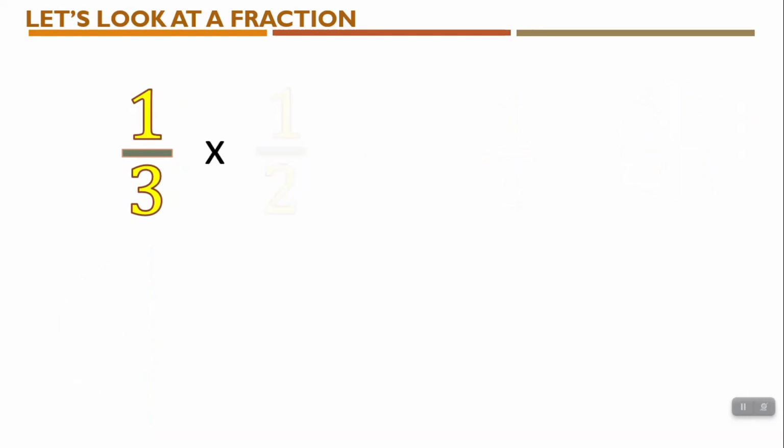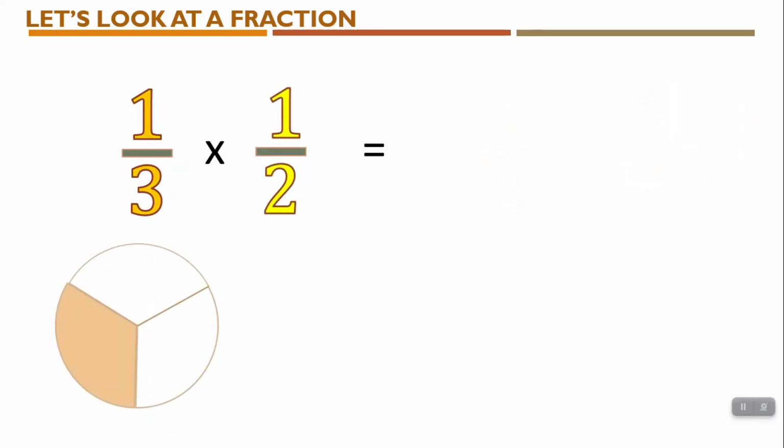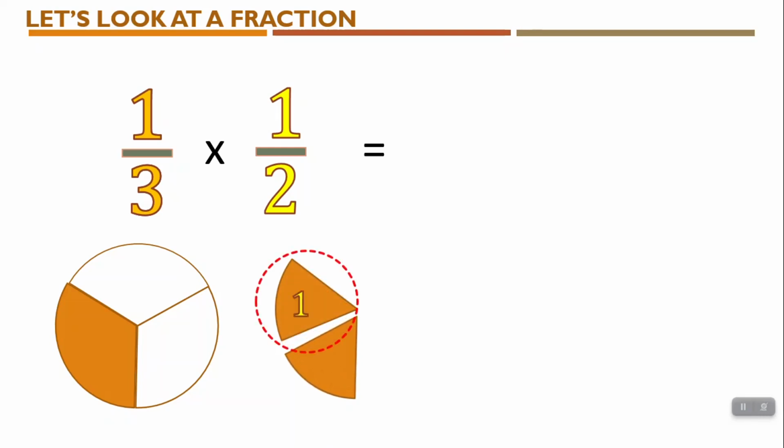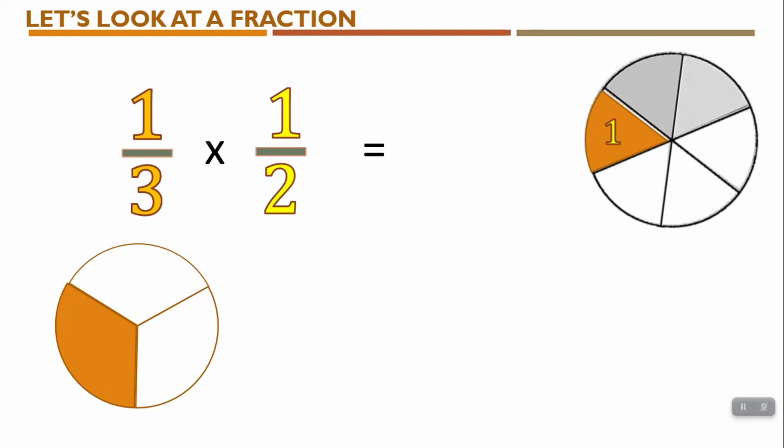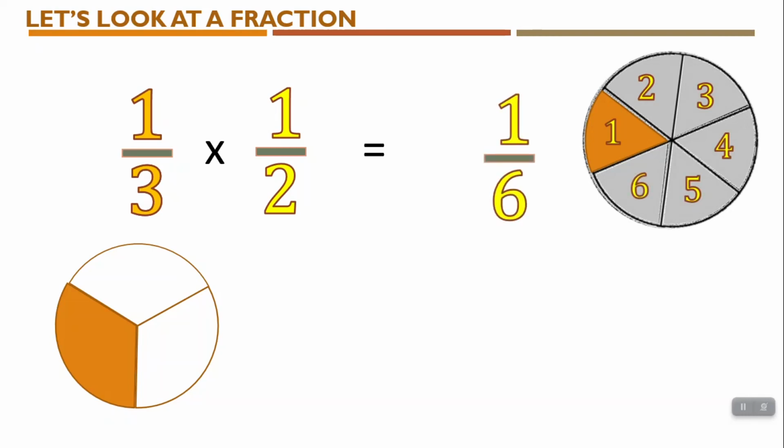Let's look at 1/3 multiplied by 1/2. What is 1/3 multiplied by 1/2? Let's look at it in a diagram. The first diagram shows 1/3 of the circle shaded. If we take that 1/3 and we find a half of it, it should give us our answer. Here is 1/3, and we're going to split that into halves. Here is 1/2 of the third we started with. And if we put that together, we will see that it is 1 out of 6 parts. Therefore, 1/3 times 1/2 is 1/6.